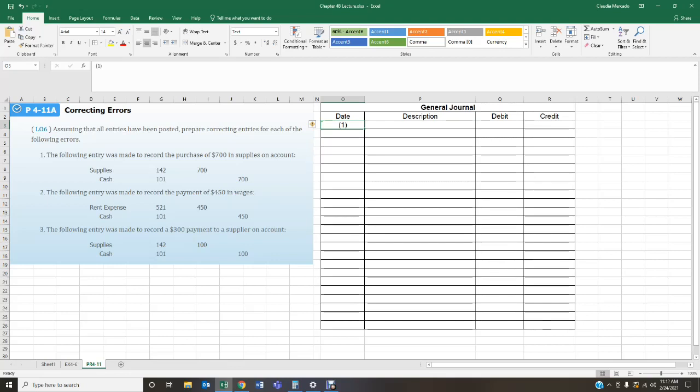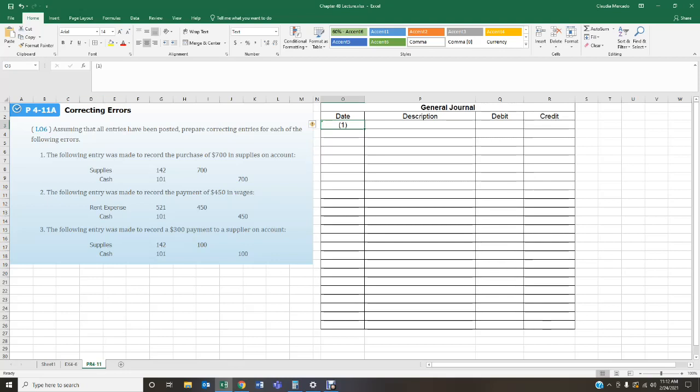We purchase supplies. Supplies get debited for the 700. We bought them on account, which means we owe the money. Whenever we owe money, it's under accounts payable. That should have been credited 700. But look at what the accountant did. The accountant debited supplies for 700, but then he credited cash for 700. Nowhere in the transaction did they mention that the payment was done with cash. It says that the payment was done on account. So the error here is that the cash account was used instead of the accounts payable account.